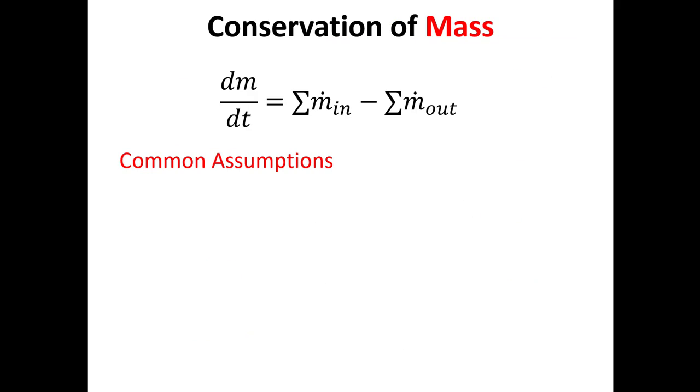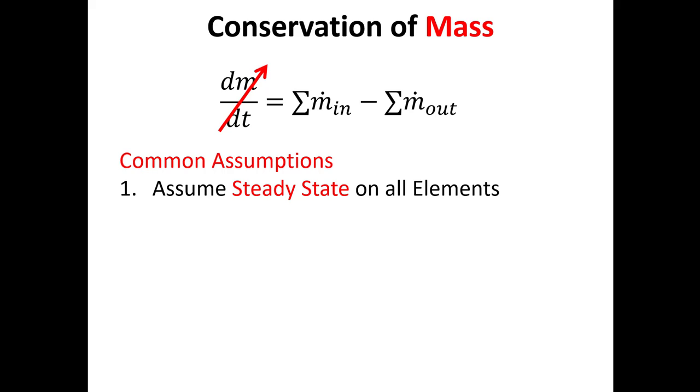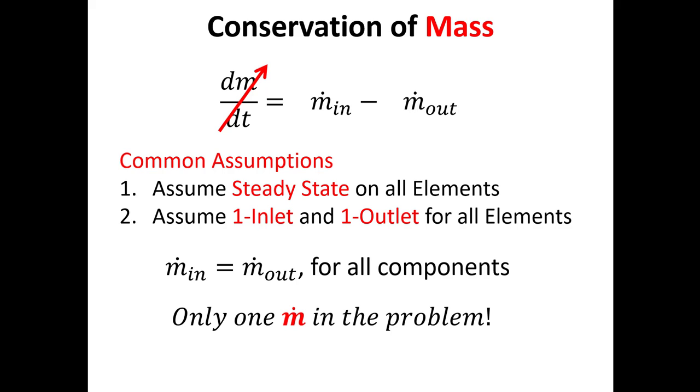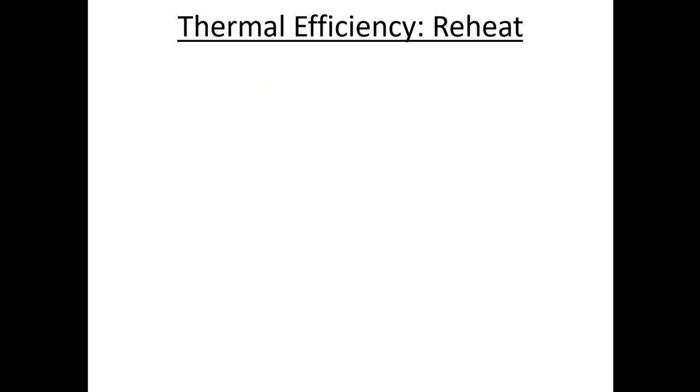So now we can put this all back into our equation for thermal efficiency, right? But first, it might be worthwhile to look at conservation of mass. I didn't explicitly do this in the last example. But here, if we're at steady state and all these components have one inlet and one outlet, what that means is for each component, the mass flow rate in is equal to the mass flow rate out, which means that there's only one mass flow rate in the problem because all of these components are lined up one after another. So there's only one mass flow rate in our problem.